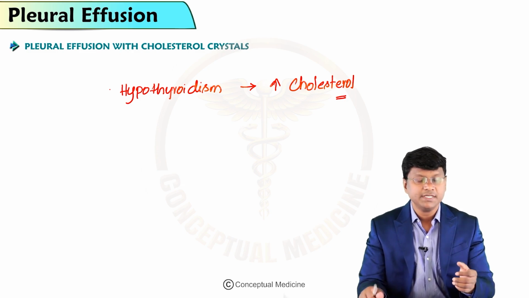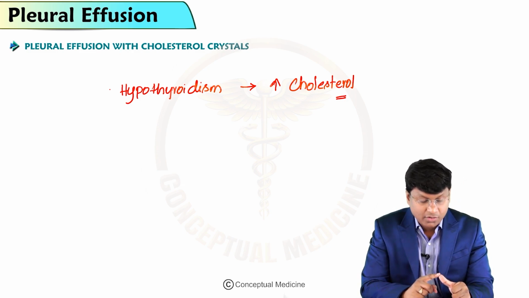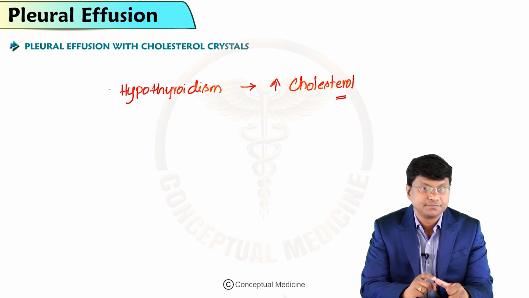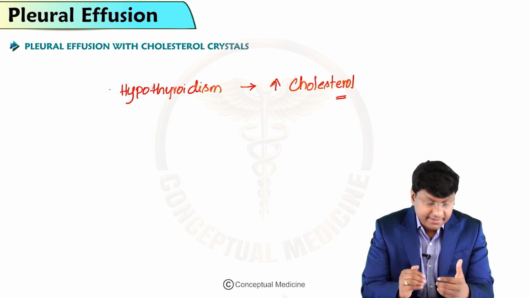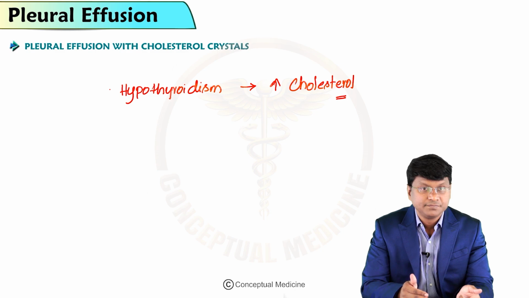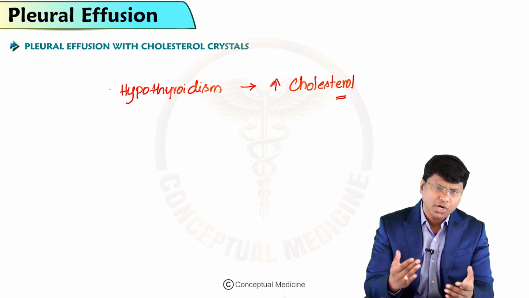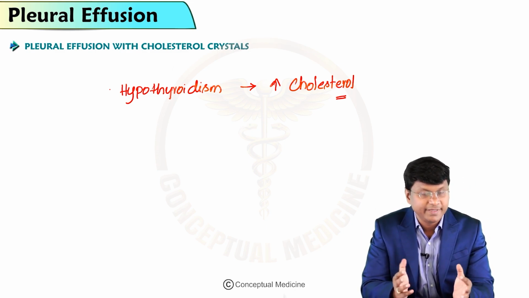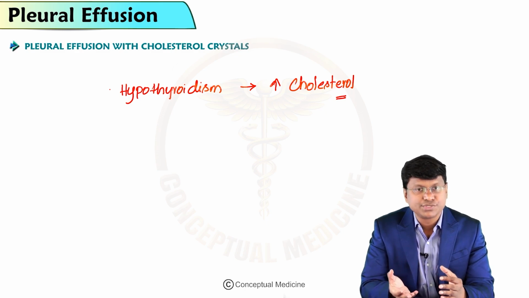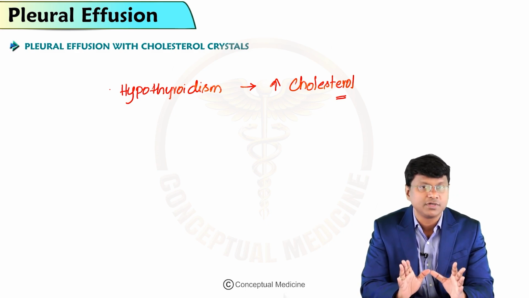Now the question is why? Thyroid hormone is the hormone which is required for lipolysis, which will break down the fat into free fatty acids. And when the thyroid levels are reduced, what will happen? The lipolysis does not occur. And because the lipolysis does not occur, there will be increase in the cholesterol levels. Not only in the pleural fluid, in the entire body there will be increase in the cholesterol levels, and that increased cholesterol within the body can get transported into the pleural space, resulting in increase in the cholesterol crystals in the pleural fluid.